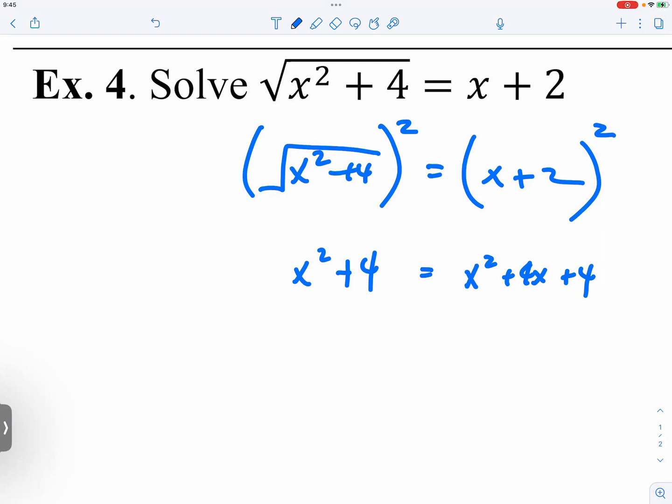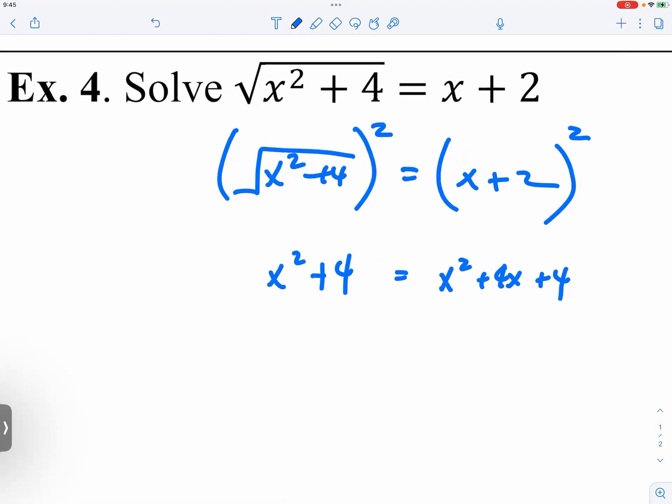Now, this is the reason why I had the earlier review questions, because if you don't know how to do those, you will stumble right here. And it doesn't matter how hard you study, you are going to fail this part because you cannot find out what (x plus 2) squared is.